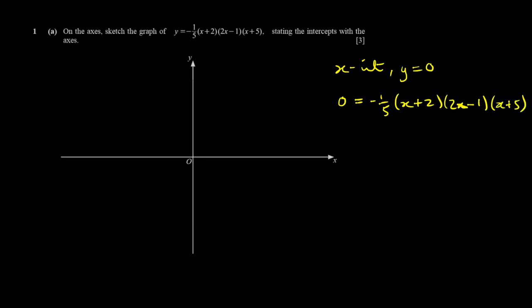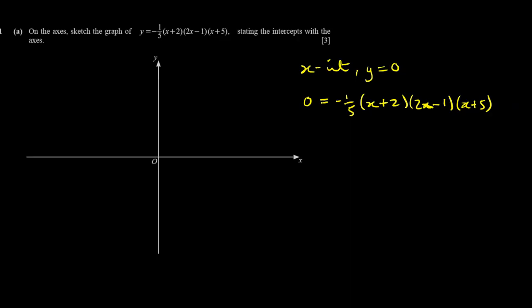And of course, the negative fifth doesn't matter, right? So we can get rid of that. So when is this going to be equal to 0? Well, it's either going to be equal to 0 when x plus 2 is equal to 0, or 2x minus 1 is equal to 0, or x plus 5 is equal to 0, right? And so that's going to give us solutions either x is equal to negative 2, or x is equal to a half, or x is equal to negative 5, right? So those are going to be the roots or the x-intercepts of our graph.